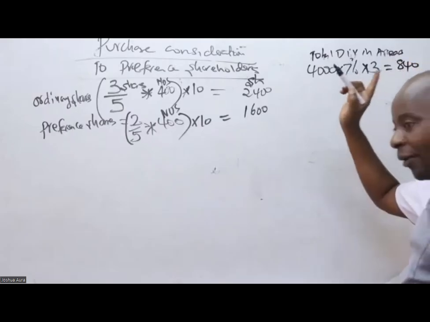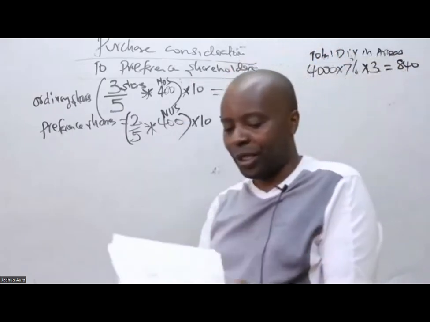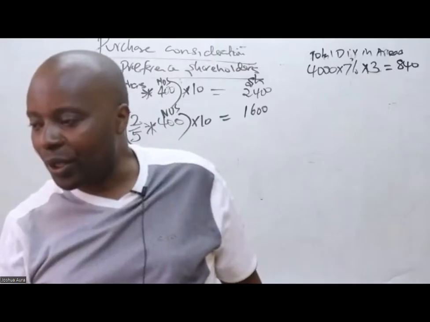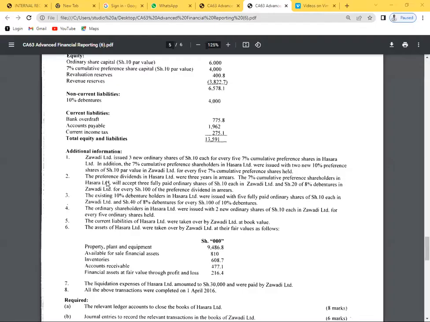Then I can continue reading the question. We are told the preference dividends in Hasara Limited were 3 years in arrears. The 7% cumulative preference shareholders in Hasara Limited will accept 3 fully paid ordinary shares of shillings 10 each in Zawadi Limited, and the shillings 20 of 8% debentures for every shillings 100.